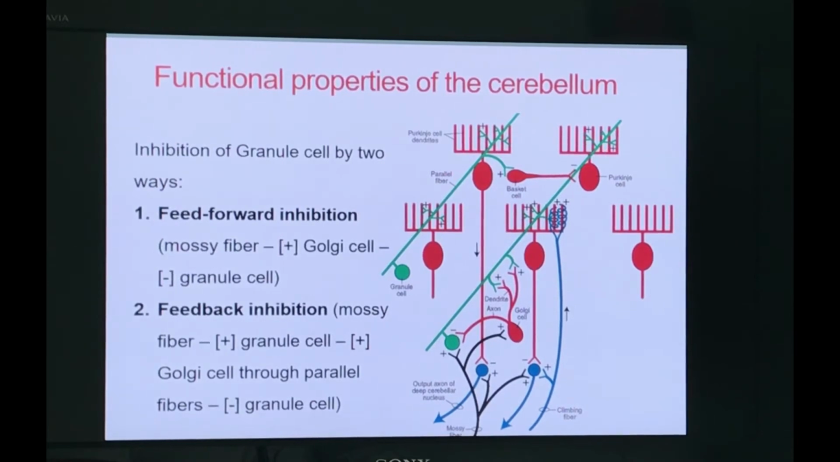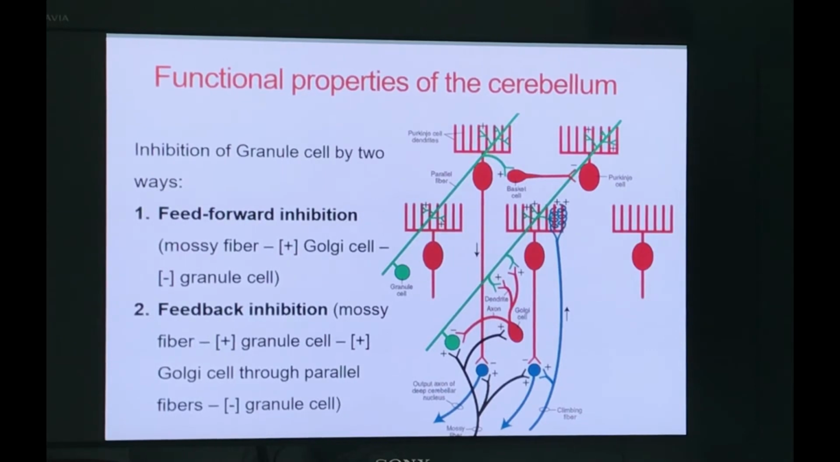Since those parallel fibers have connection with the Golgi cells, and the granule cells release an excitatory neurotransmitter, this will stimulate the Golgi cells, and in turn Golgi cells again inhibit the actions of granule cells. So this is feedback inhibition.